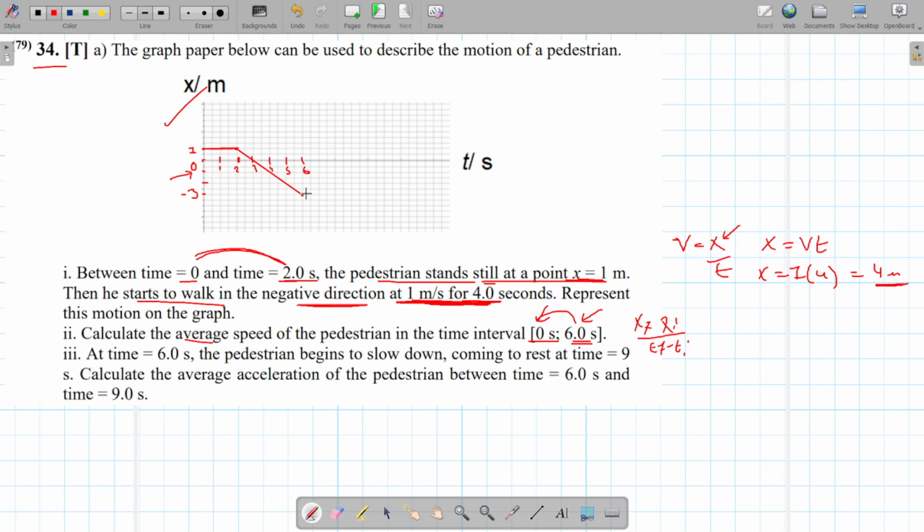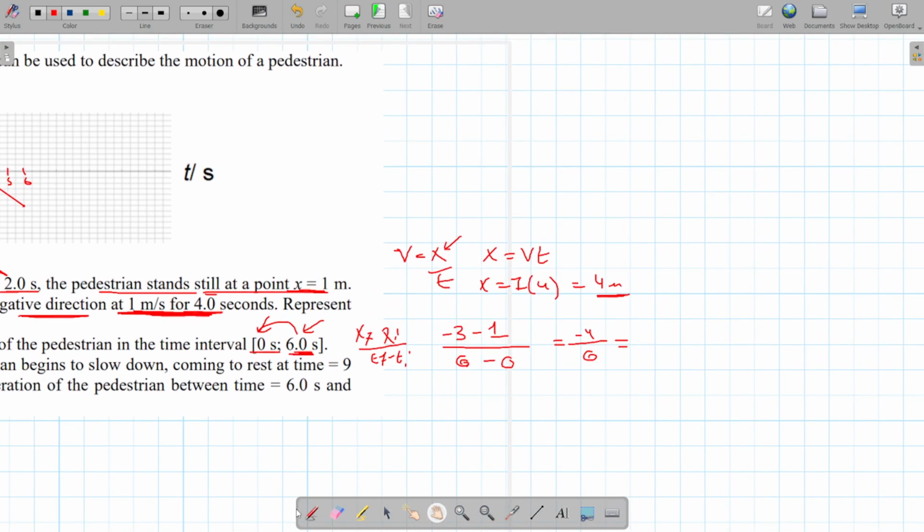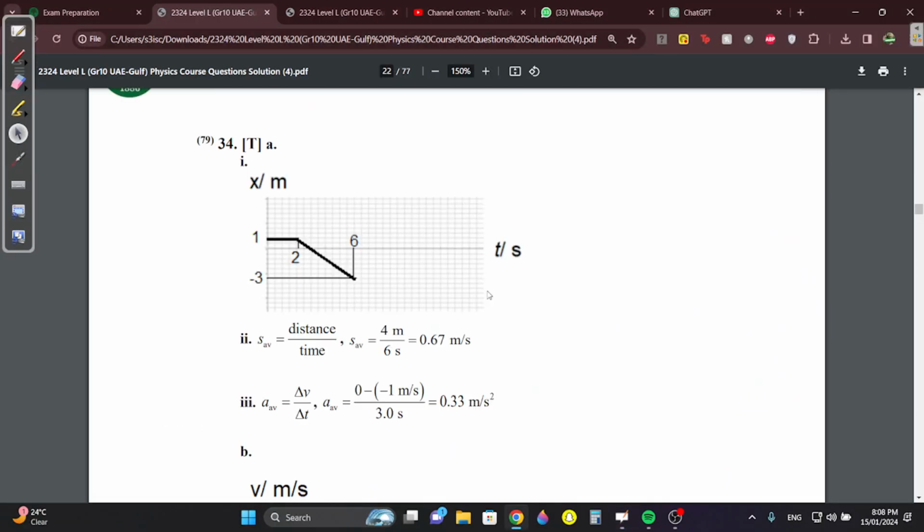The final is here at 6, negative 3, so negative 3 minus the initial, which was 1, over time final, which is 6 minus 0. So it's negative 4 over 6. Negative 4 over 6 is negative 1.67. I think that's the answer.